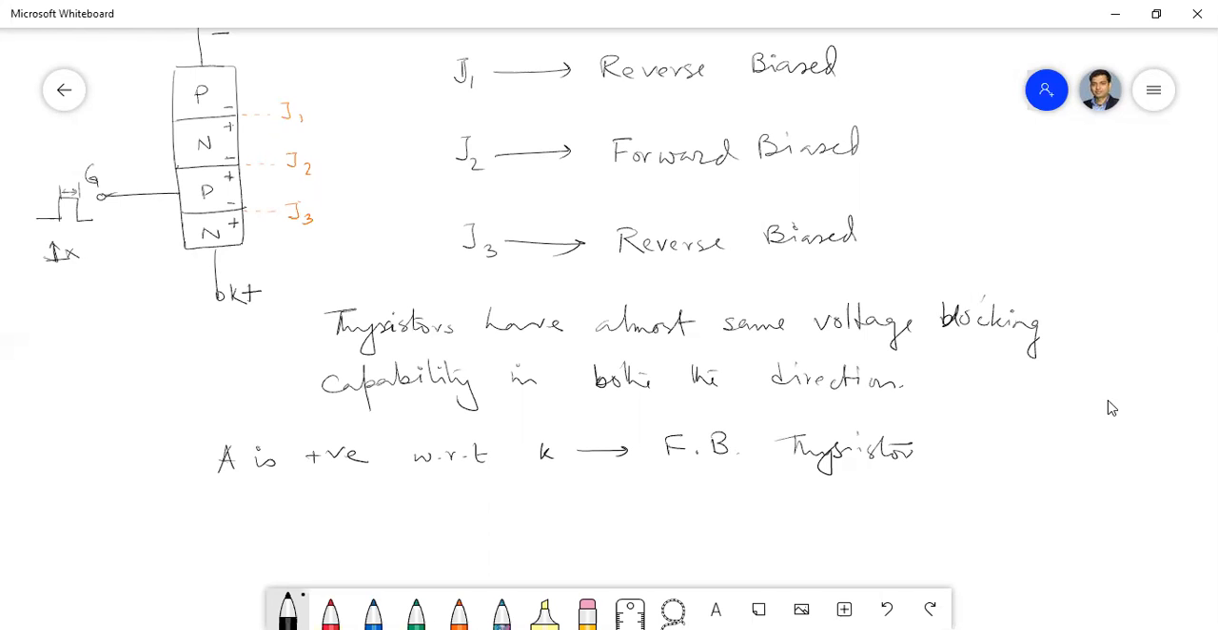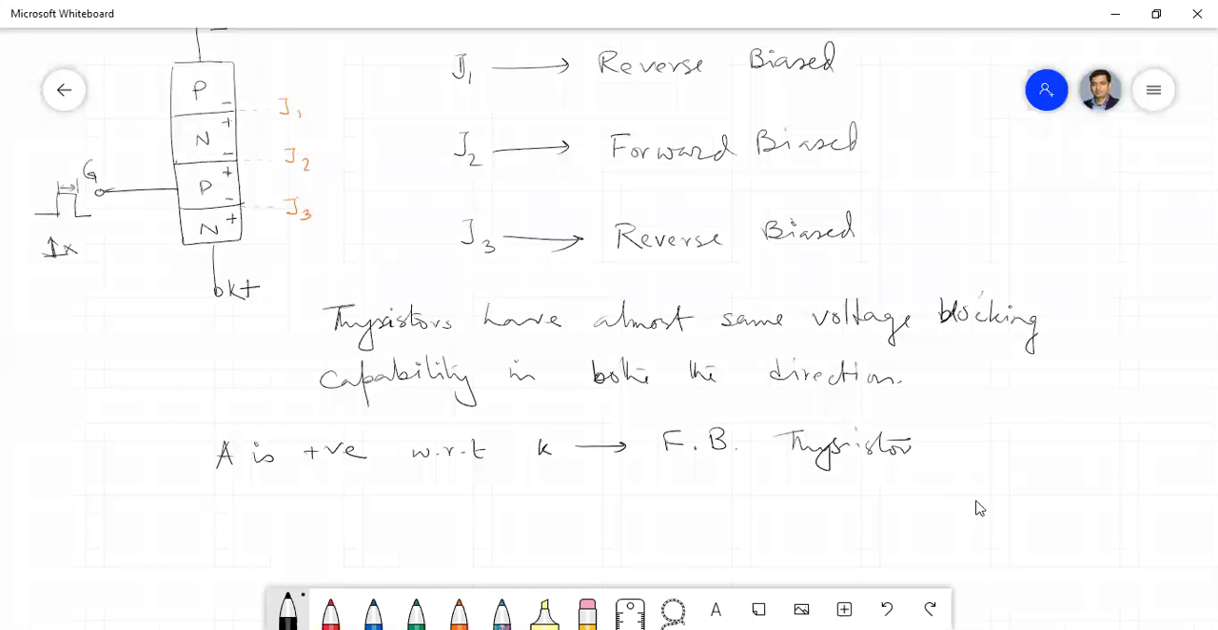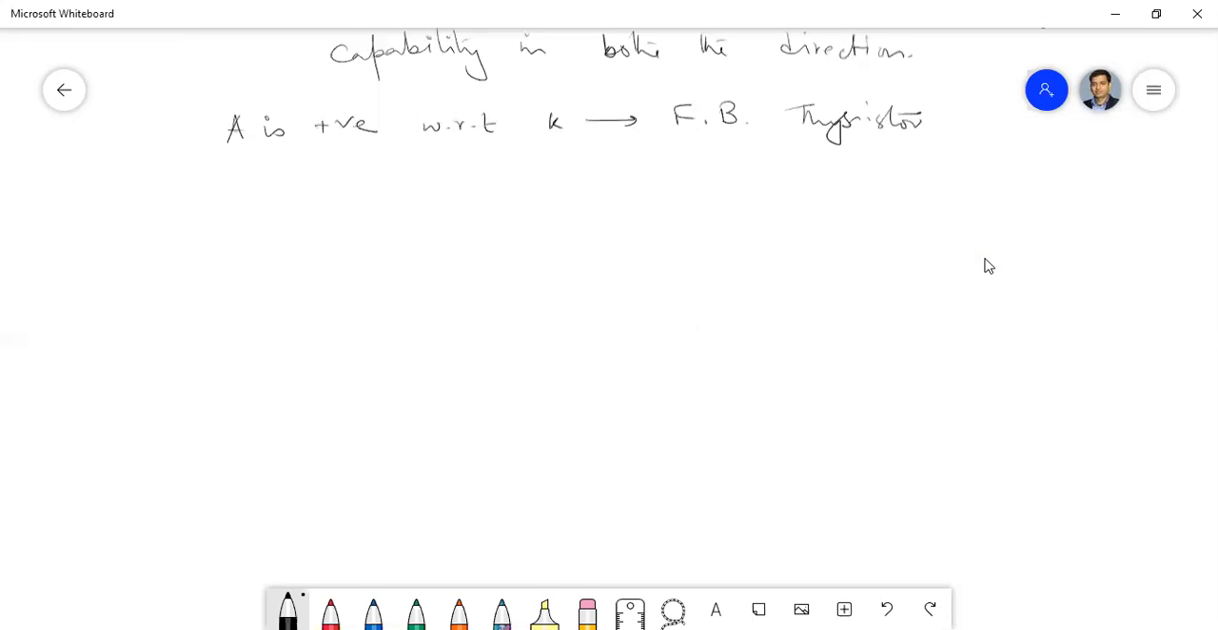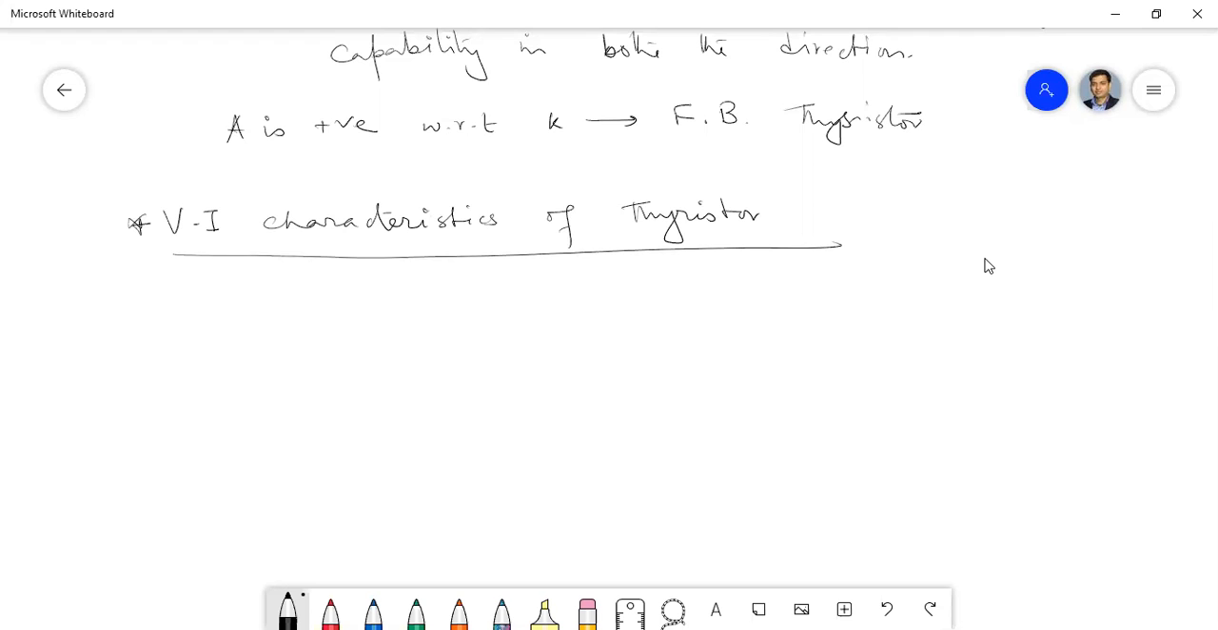Now next I will discuss the characteristics of the thyristor, the VI characteristics of the thyristor. I will draw it first, then I will explain.